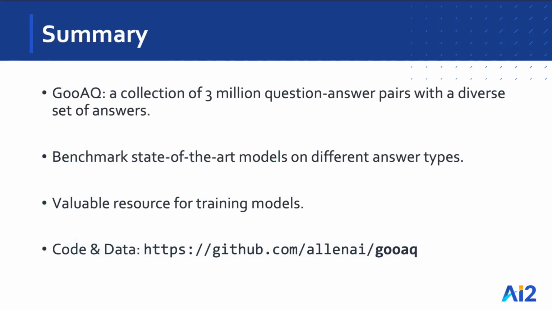In summary, we presented GooAQ, a collection of 3 million question and answer pairs with a diverse set of answers. We have done a crowdsourcing assessment of this dataset to show its quality. We benchmarked state-of-the-art models on GooAQ, both in terms of automatic and human evaluation, and observed remarkable differences in how these models behave on different answer types. Lastly, we find that GooAQ is a valuable resource for training models. For example, in the paper, we show its value for training models for ELI5 and other long answer benchmarks.